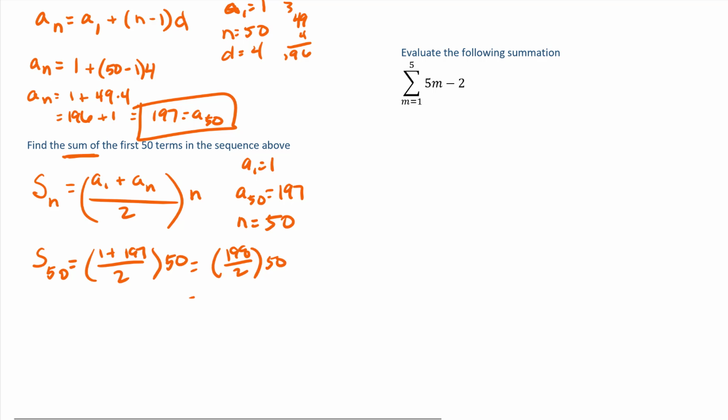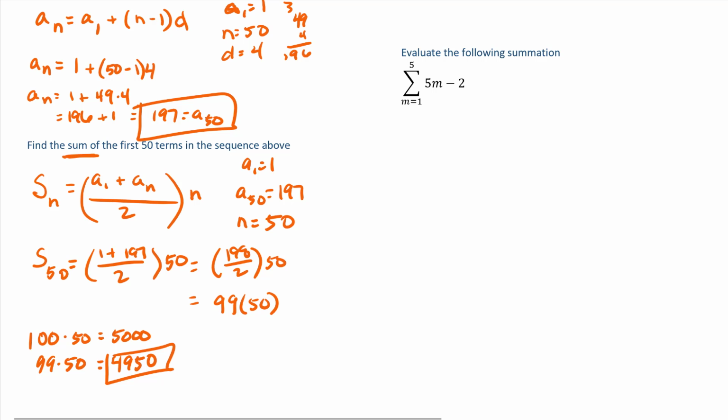I can divide 198 by 2. That gives me 99. And then 99 times 50, well, I can do this as a real quick shortcut in my head. You can punch this in your calculator, that's fine. But I can think about that as 100 times 50, which is the same thing as 5,000. Okay? And then I want to subtract just one of those factors of 50. So 99 times 50 must be 50 less than that, and that would be 4,950. And that is going to be the sum of my first 50 terms.